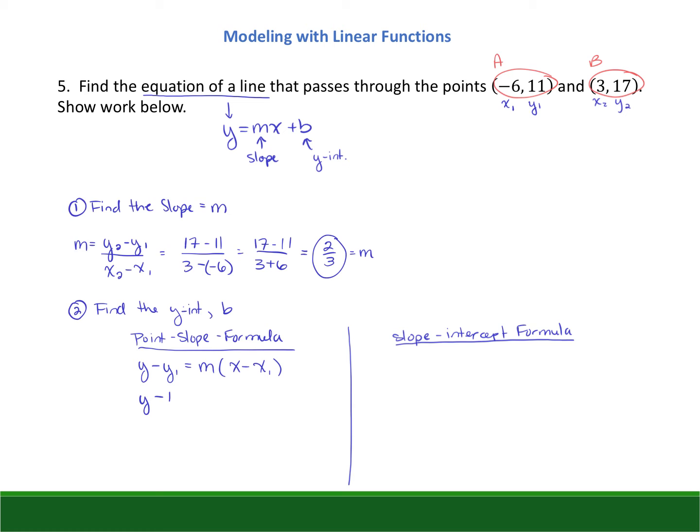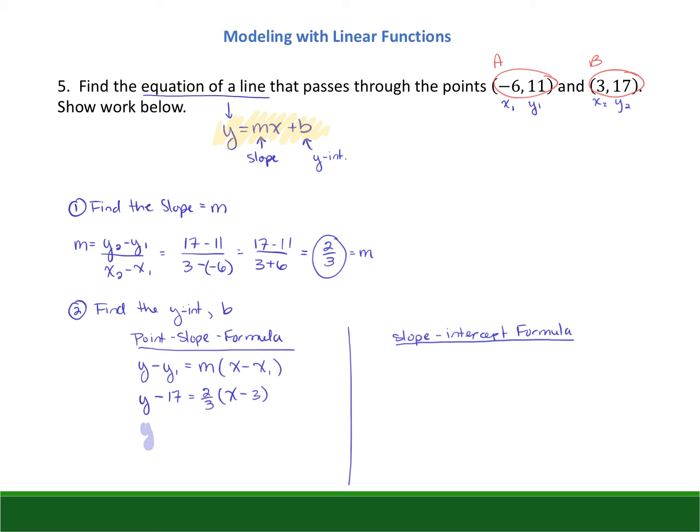And so the y value is 17. Our slope we found was 2/3. And our x variable, when y is 17, x is 3. Now we just need to solve this equation for y. When we solve this equation for y, we'll have the equation of the line, and we'll also have it in slope and y-intercept form.